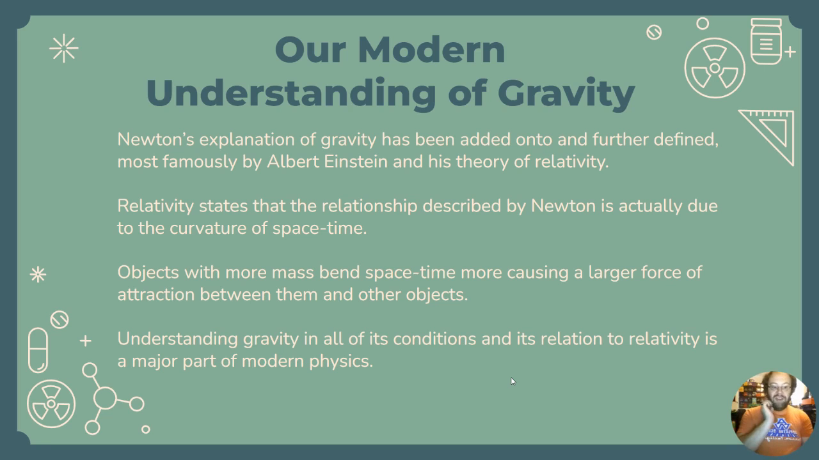So basically, things that are close to bigger things fall into a free fall around them, and that's the attractive force. Objects with more mass bend space-time more, and that causes a larger force of attraction, which is why having more mass gives you more gravity. Understanding gravity in all of its conditions and its relation to relativity is a major part of modern physics.